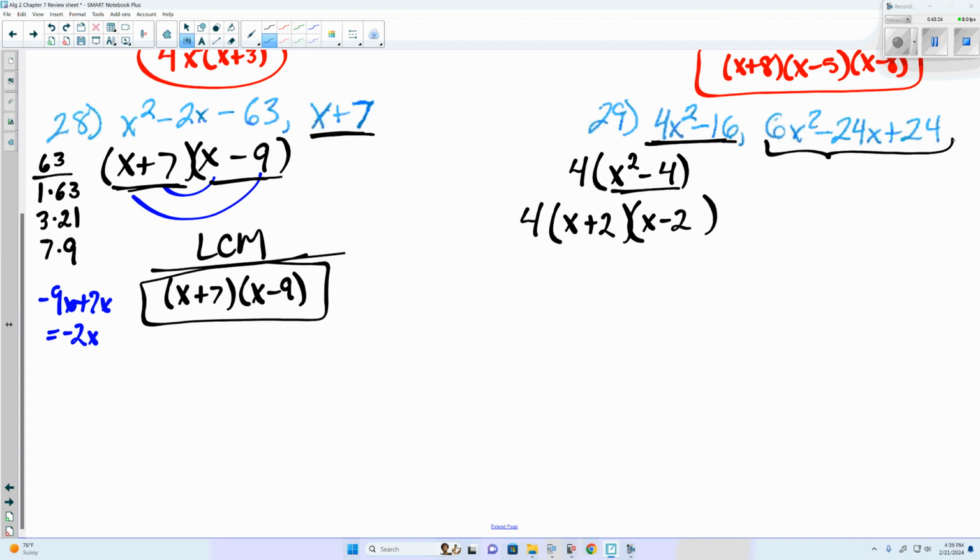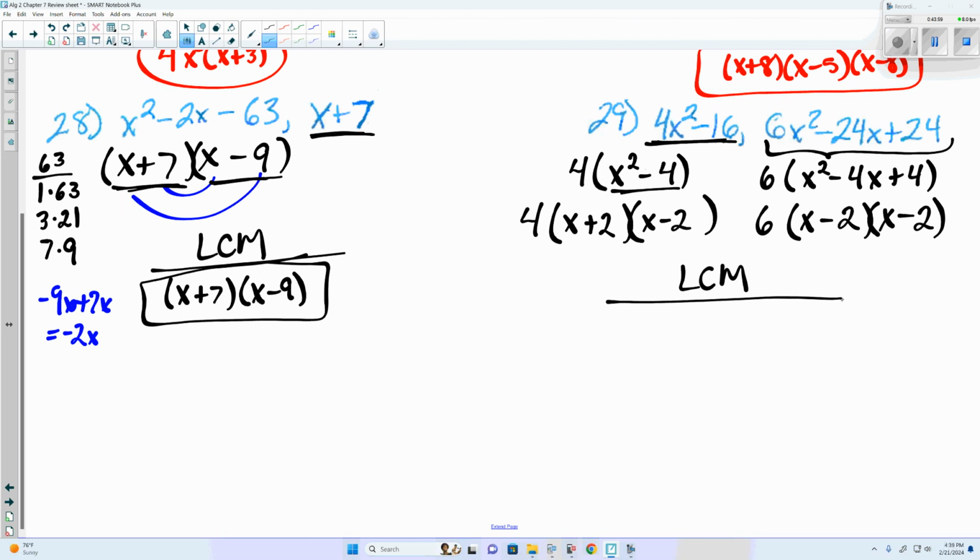Now we're going to move on to 6x squared minus 24x plus 24. Well, here we have a greatest common factor of 6. And if we factor that 6 out, we're left with x squared minus 4x plus 4. At this point here, we can factor this. Since the third term is positive, the signs are the same and match the sign of the middle term, negative and negative. Factors of 4 are 2 and 2. So we get this here.